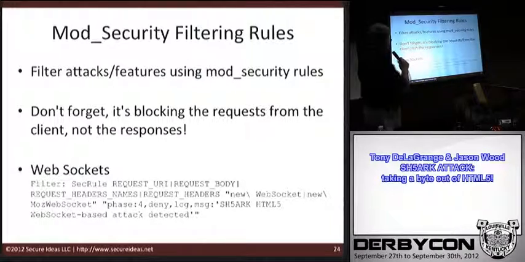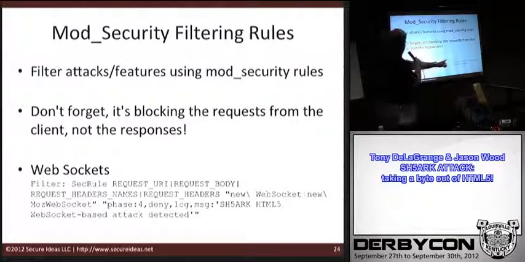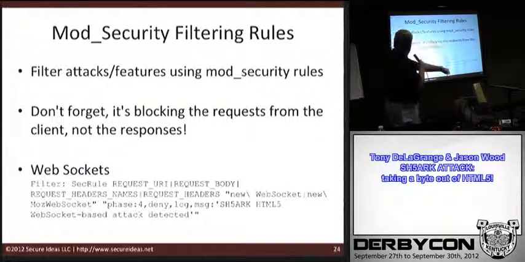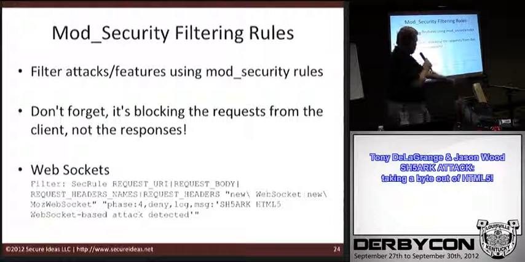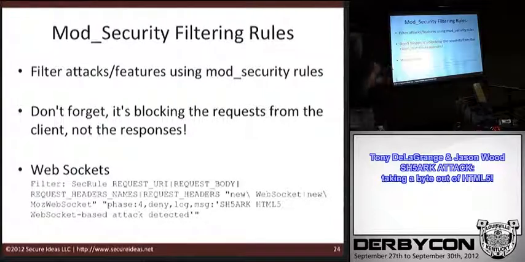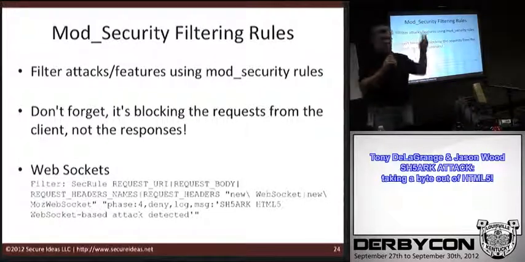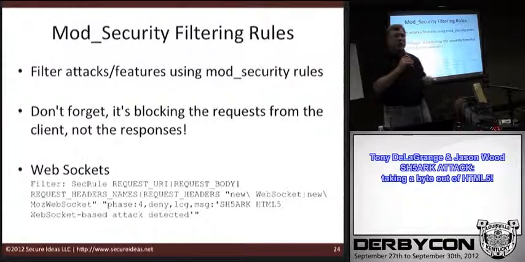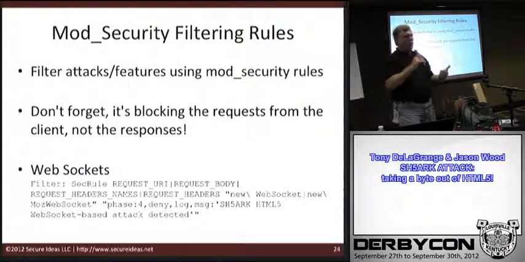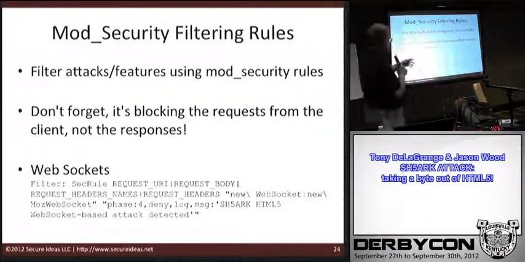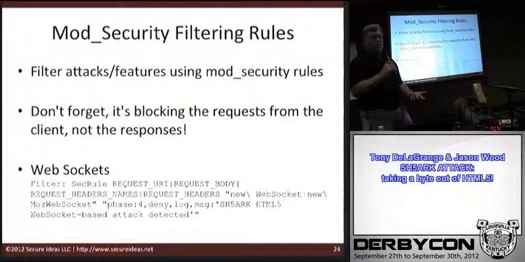So the example we have here is with the web sockets, and you can see that we're generating a SecRule that's going to be focused on all the different requests: the URI, the body, the header names, the headers. And then over here you can see that basically we're trying to block any kind of request for a new WebSocket. So anytime it's going to see that, if that's part of a normal request, I can't see why it would be, but if you have a normal request coming from your client to your server that says new WebSocket, then this is going to get blocked.